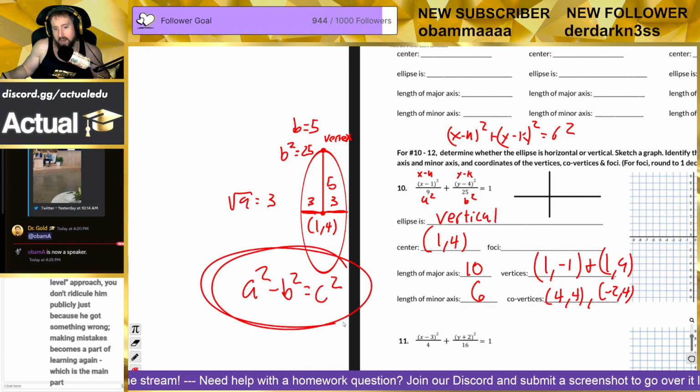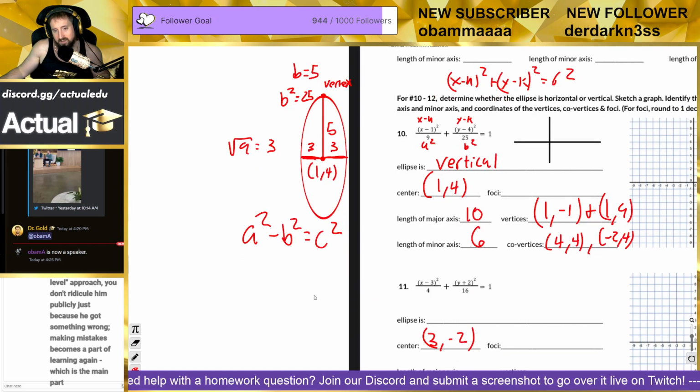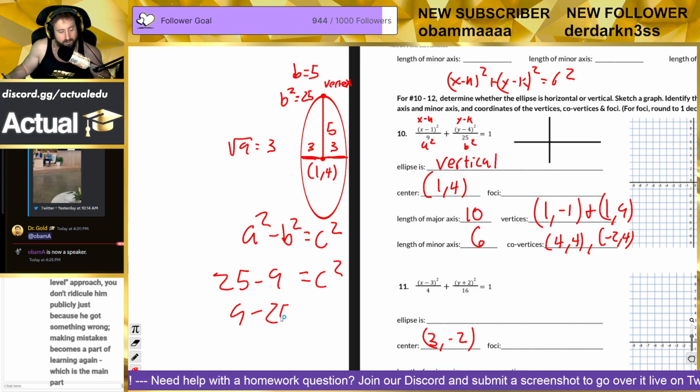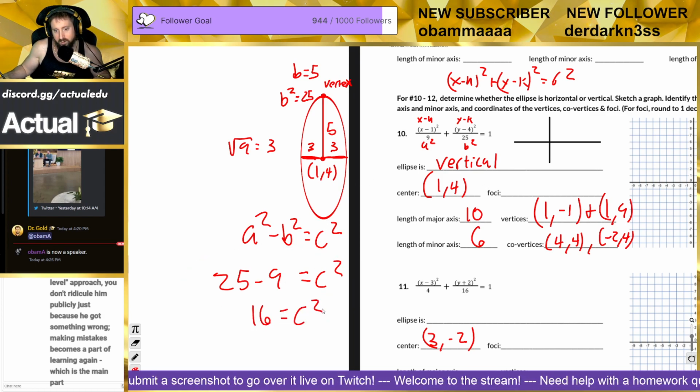They'll write it this way, but to me A and B switch what they are sometimes. So what I like to say is just take whatever the bigger number is on the bottom and subtract the smaller number from it, because you can't take the square root of a negative number. So when you're figuring out c squared here, this is going to be 25 minus 9 is equal to c squared. You wouldn't do 9 minus 25. That wouldn't make any sense. That would be negative 16. You can't take a square root of a negative number. So when you're finding the foci, just do this. 16 is equal to c squared. So then c is equal to 4.